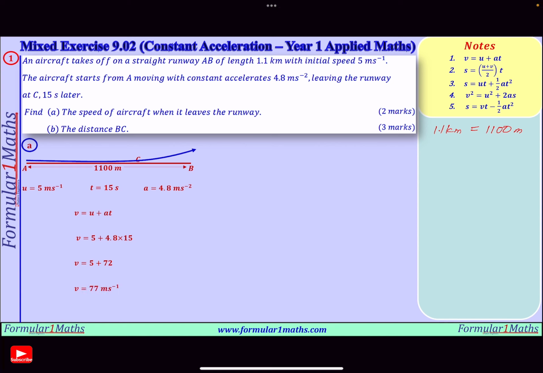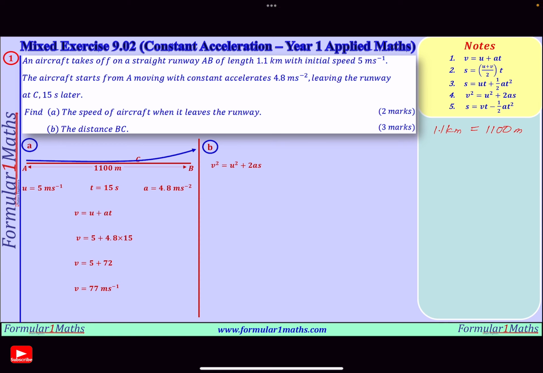We can either use equation number 3, s equals ut plus half at squared, or equation 4, v squared equals u squared plus 2as. We are going to use the two equations. First, v squared equals u squared plus 2as. We have got a v, which we calculated over here. We've got u, which we've got over here. And we've got acceleration, which we've got over here.